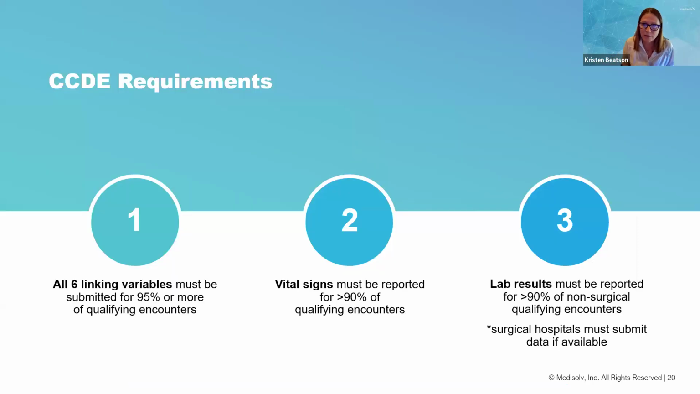And so CMS has specific thresholds that you have to meet for linking variables, for labs, and for vital signs. When you submit your data to CMS, they will indicate in your hospital-specific reports that you get, typically the following spring, if you met the requirements for each of these categories. We learned a lot about these this past year.